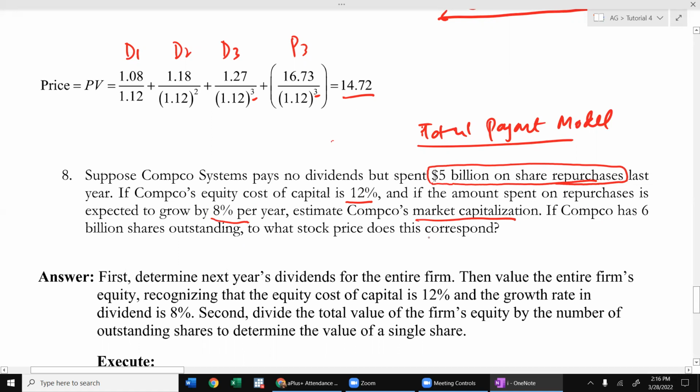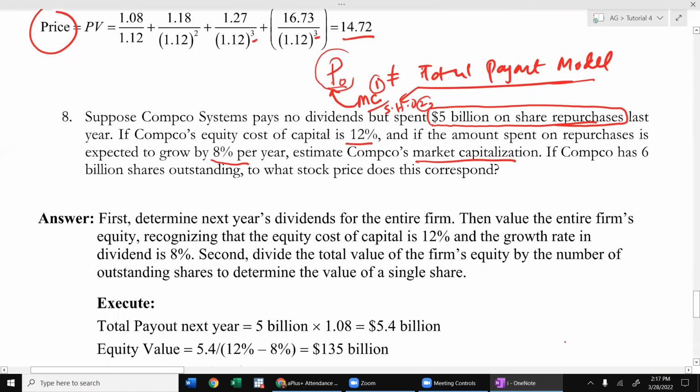Okay, there is one thing that you need to remember. When we apply the total payout model, it does not directly give you the answer of P. First, it will give you the market capitalization. Then you divide it by shares outstanding, and then you get the price. The dividend model or other models directly give you the price. So we will get the price from the total payout model in two stages. First, we calculate the market capitalization, then we divide it by shares outstanding, and then we get the price. So last year it was 5 billion.